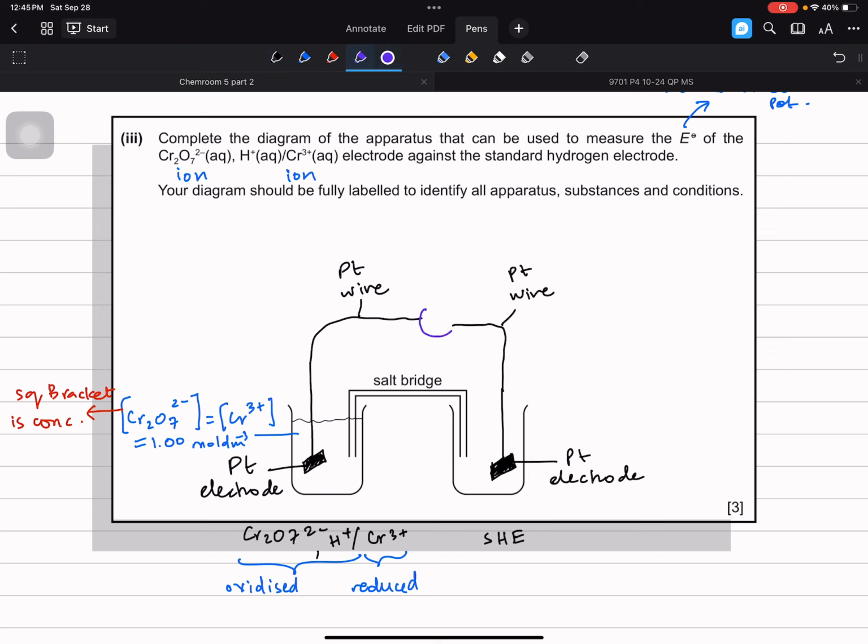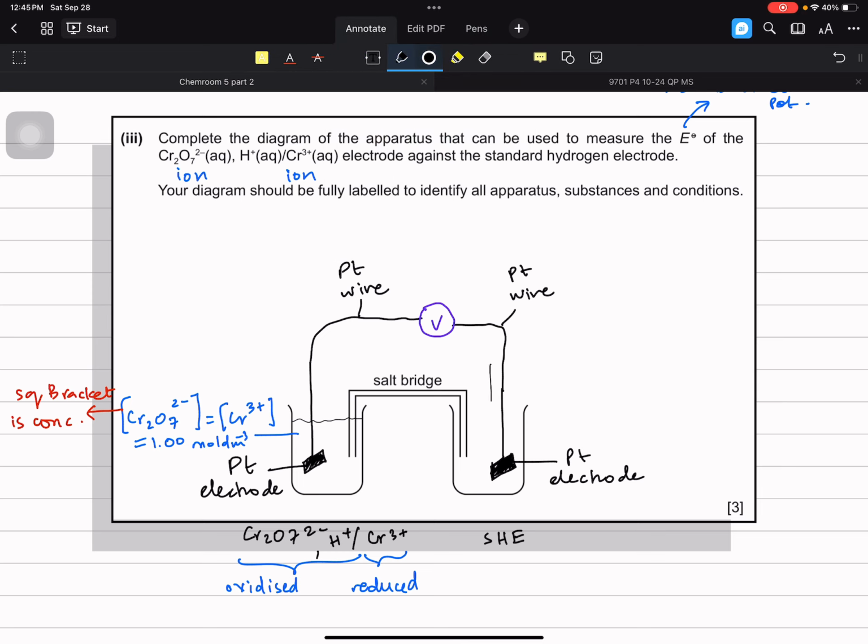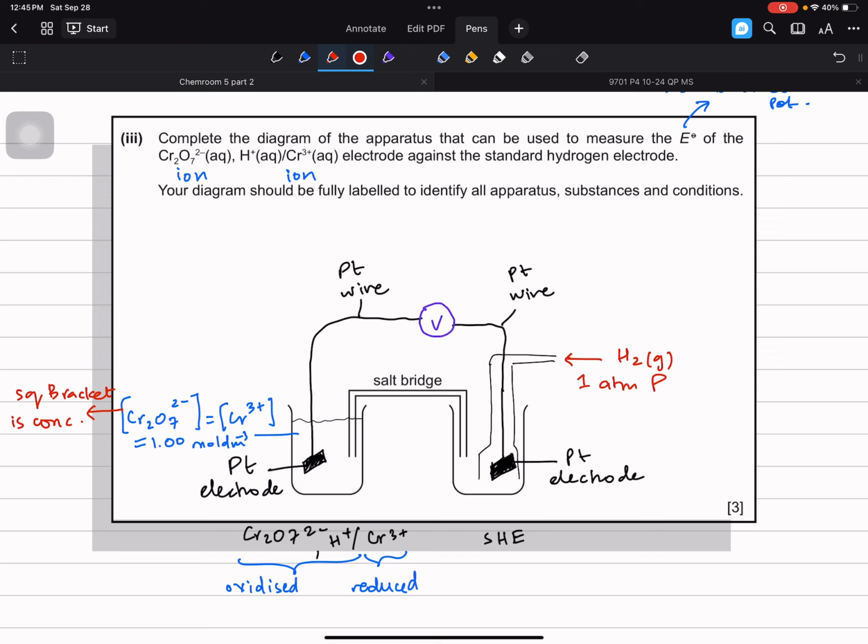I have a voltmeter in the center like this, but I cannot forget that I need a setup to supply hydrogen gas because the standard hydrogen electrode needs that, and I should provide hydrogen gas with a G, which means gas, at a pressure of 1 atmosphere. Salt bridge is already there, only my electrolyte is missing. My electrolyte should be hydrogen ions at 1.00 mole per dm cube.